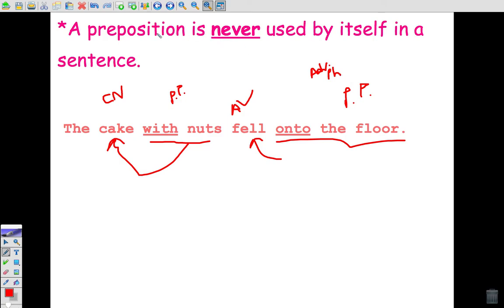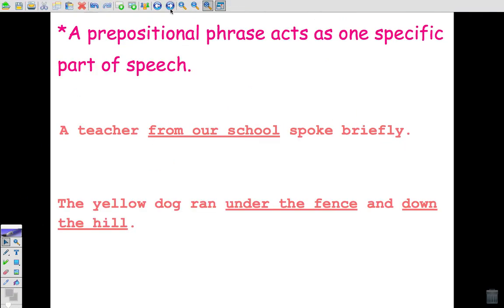So moving on, remember that a preposition is never used by itself in a sentence. So as we go, a prepositional phrase acts as one specific part of speech. Wow, I just talked about that. Let's see if you could figure this out, people. So we have the sentence, a teacher from our school spoke briefly. The subject of the sentence is teacher, and we know that's a noun, common noun, of course, and this little prepositional phrase right here, from our school, is describing the teacher. What part of speech would from our school be? We know it's a prepositional phrase. Hopefully you are saying it is an adjective. Good job, it's an adjective.